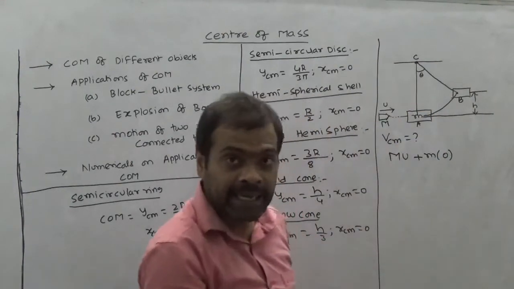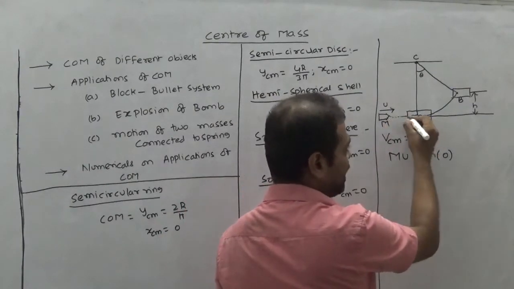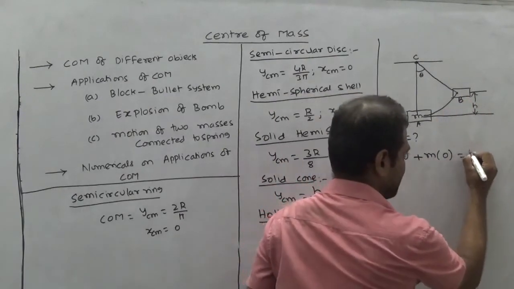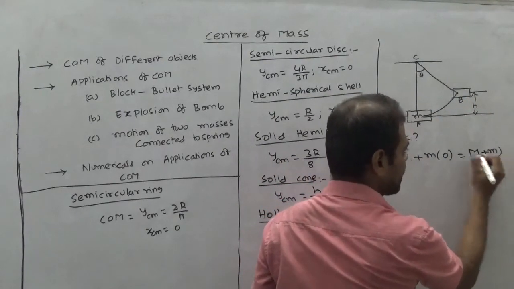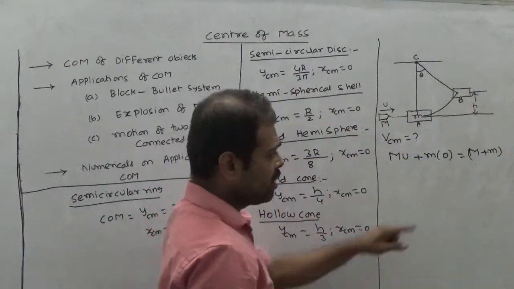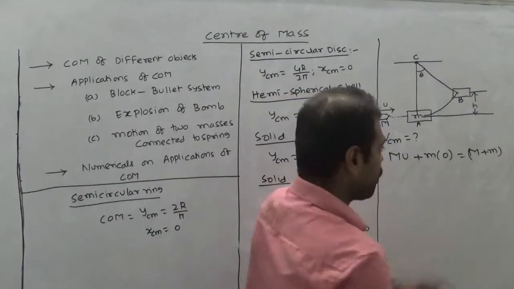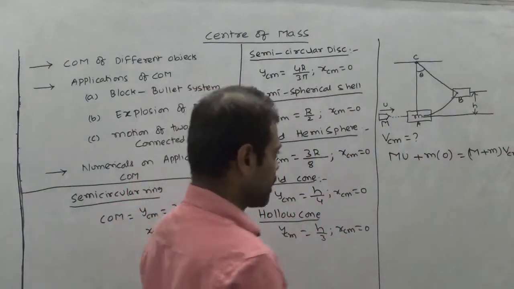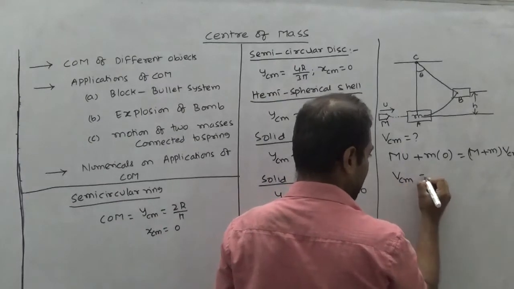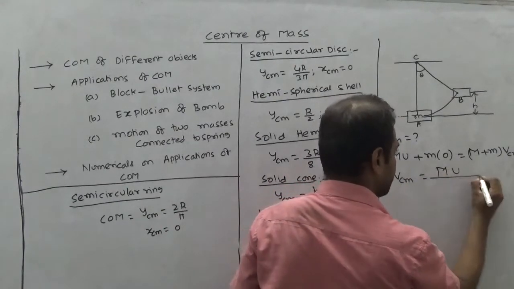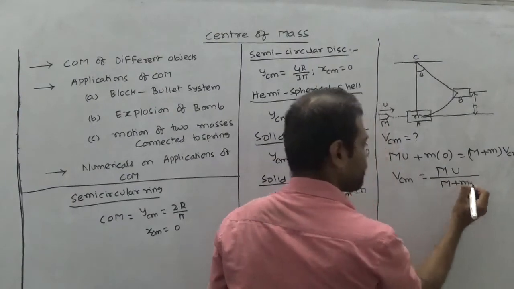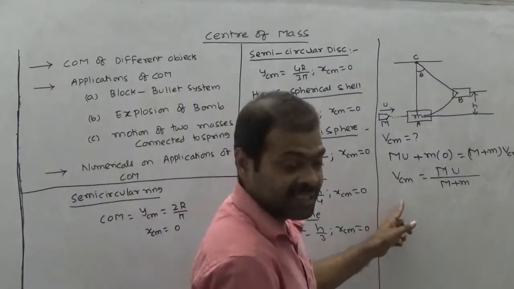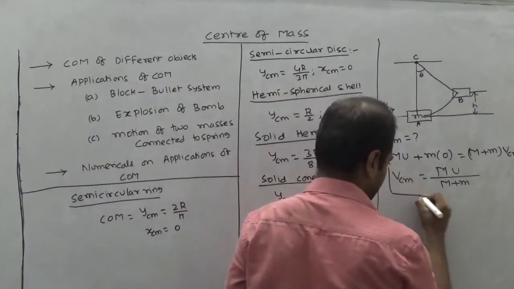After interaction, both block and bullet are moving to the extreme point. That is, we have both the mass capital M plus small m. Both bullet and block are moving with a velocity which can be called the velocity of center of mass. So the velocity of center of mass I can write as mu by capital M plus small m.